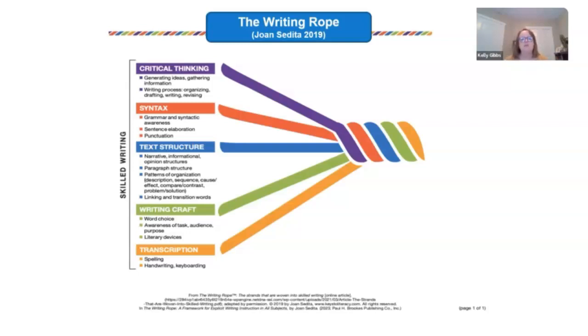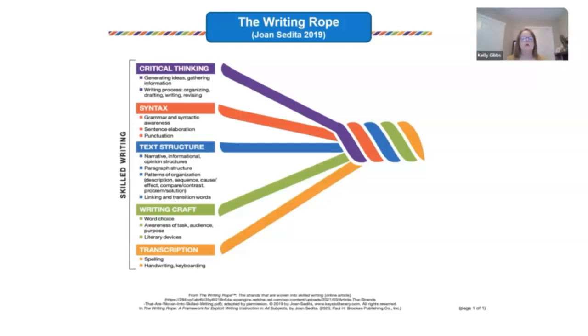So the pieces that she talks about, first of all, there was no book, but then she wrote a book on the writing rope and a framework for explicit writing instruction in all subject areas. So it's a great book. And I'll be talking a little bit more about some pieces of that. But her highlights in her 5 strands: critical thinking, and that involves the writing process as well, how to get information. Syntax, and that's about sentence, punctuation, grammar.